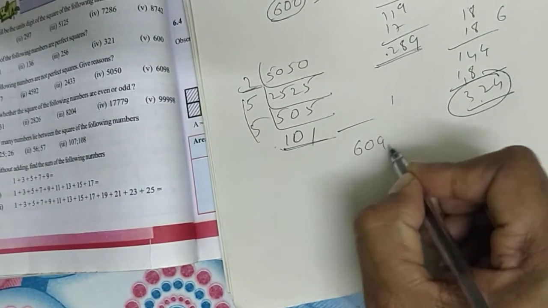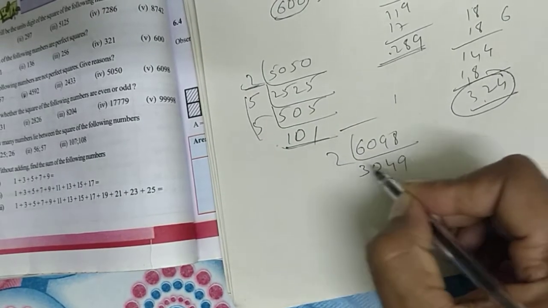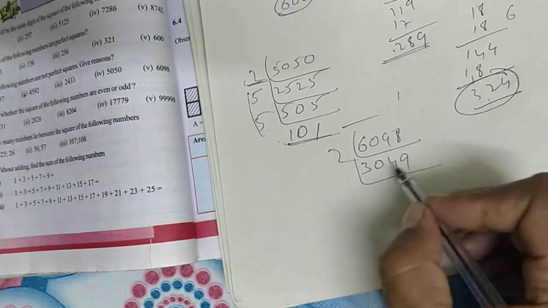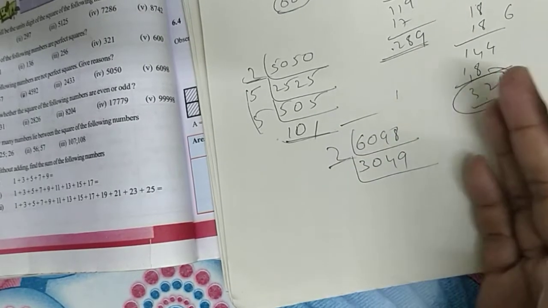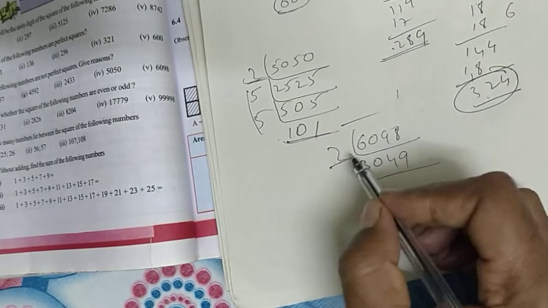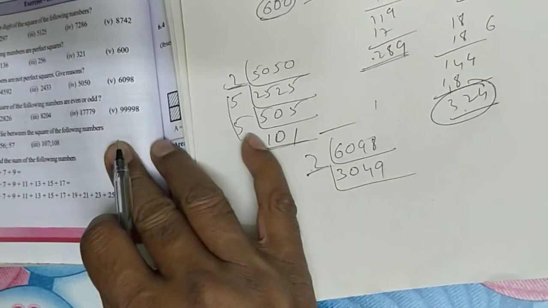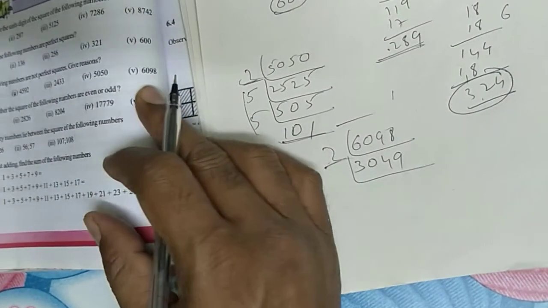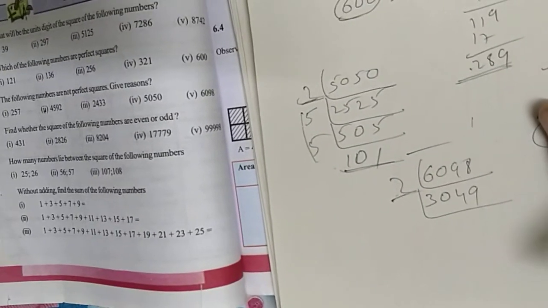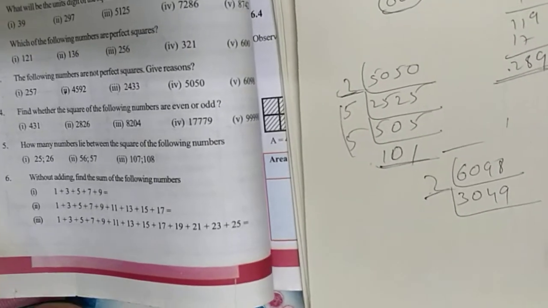6098 you can do like this. 6098 also the same thing, 2 3s are, 2 4s are, 2 9s are, just division it is. If you do it like this, 2 only one time you got it. So 2 times you won't get it. Therefore it is not a perfect square. Or also you can write that 8 won't come in the units place of a square, like 1 square, 2 square.